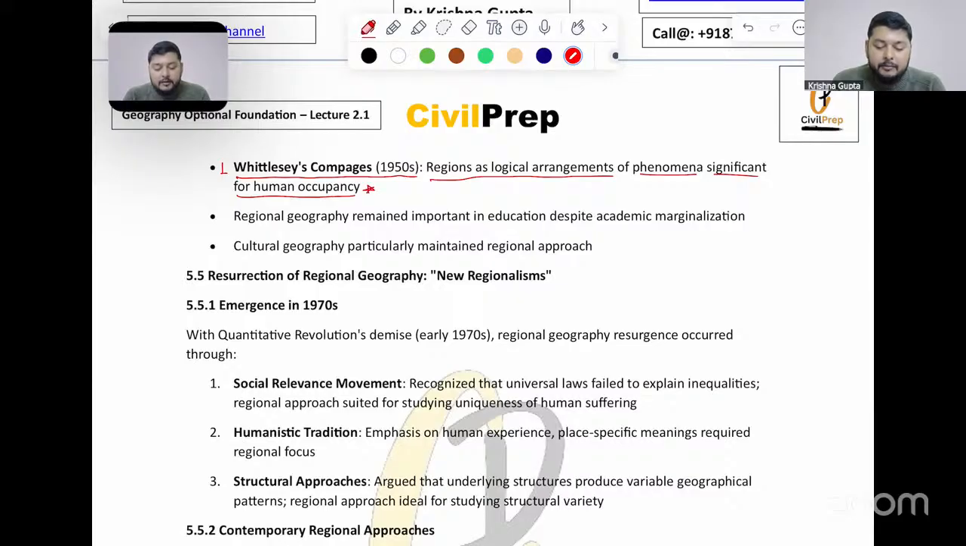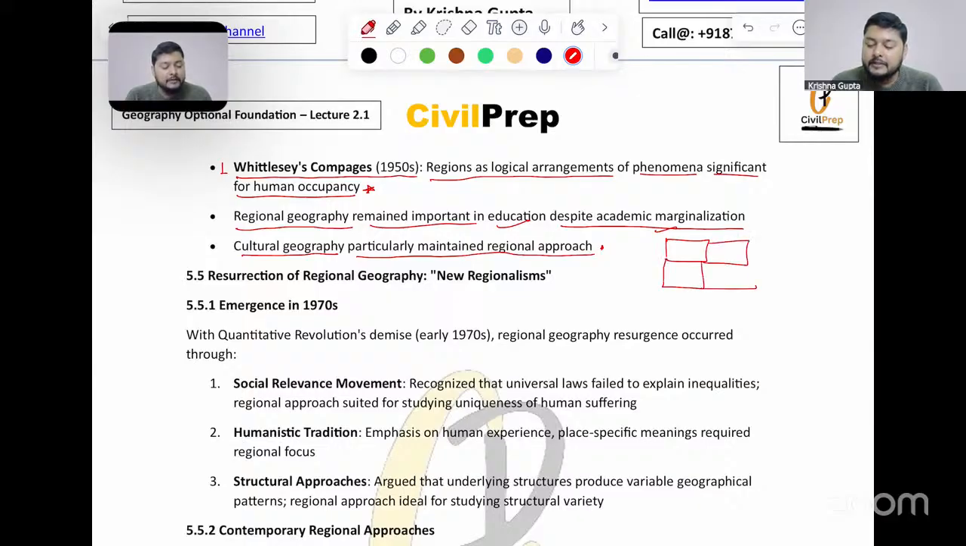So this was given by Witless's compage. Then regional geography remained important in education despite academic marginalization in the various American regions. Then cultural geography particularly maintained the regional approach. Why? Because we have to study different regions, different cultures, and how one culture is differentiated from another culture. Therefore there was a presence of cultural geography.